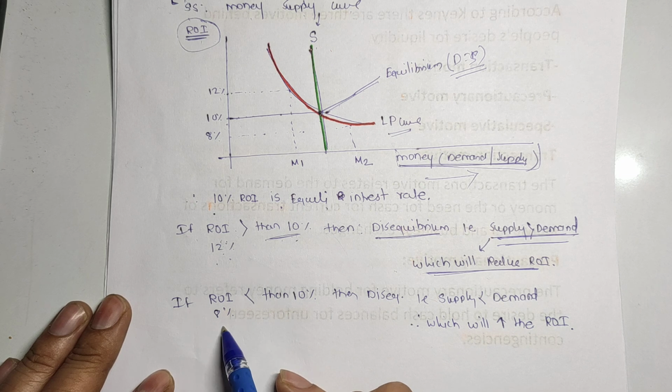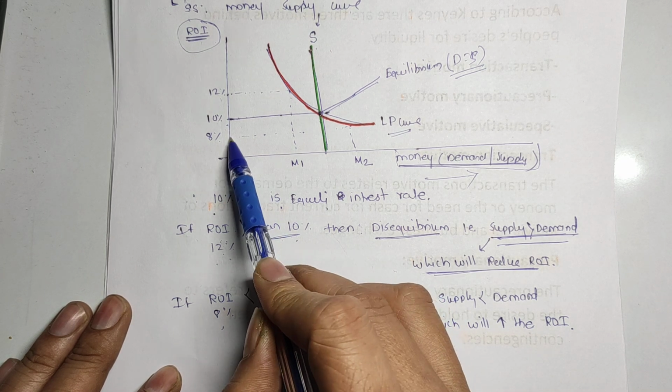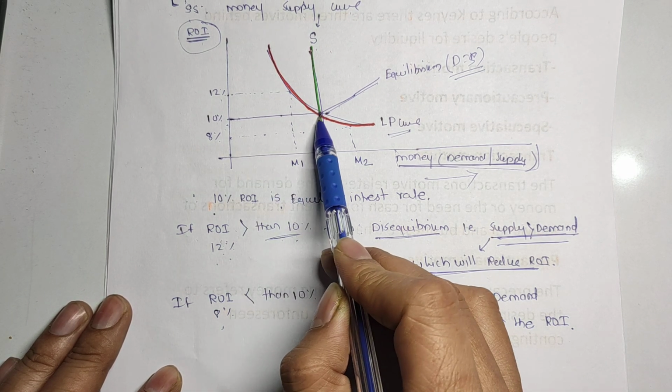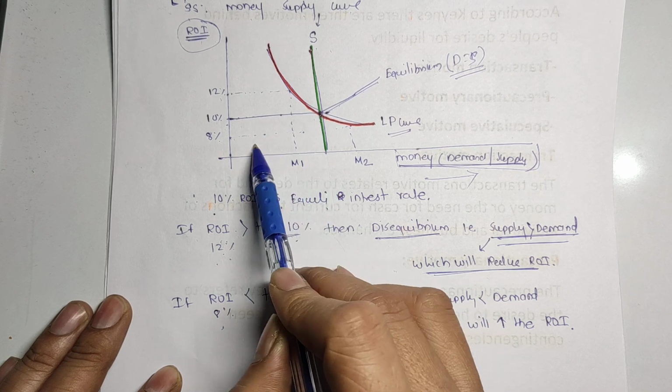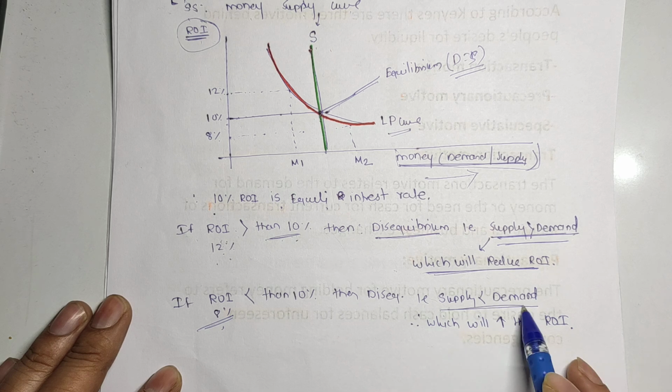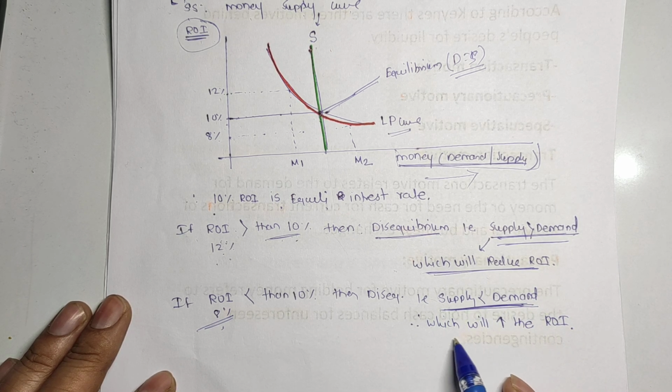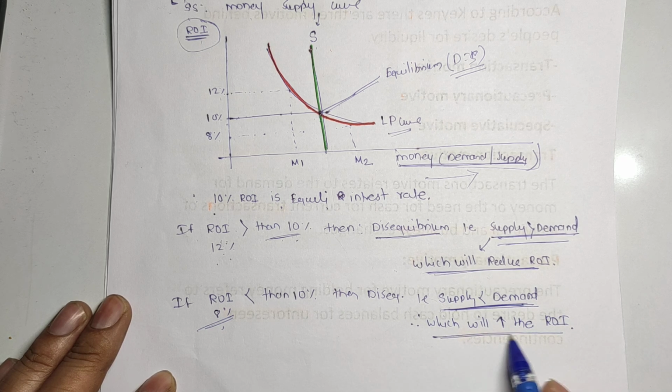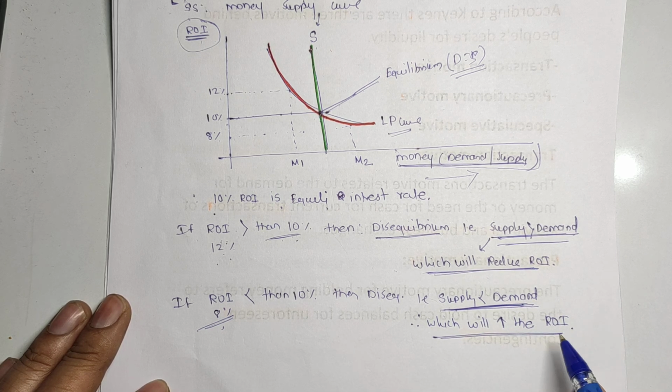Okay, and similarly, if the current rate of interest is less than the equilibrium rate of interest, that means the supply is less than demand, that means demand is more than supply, and that will result in the increase in the rate of interest.